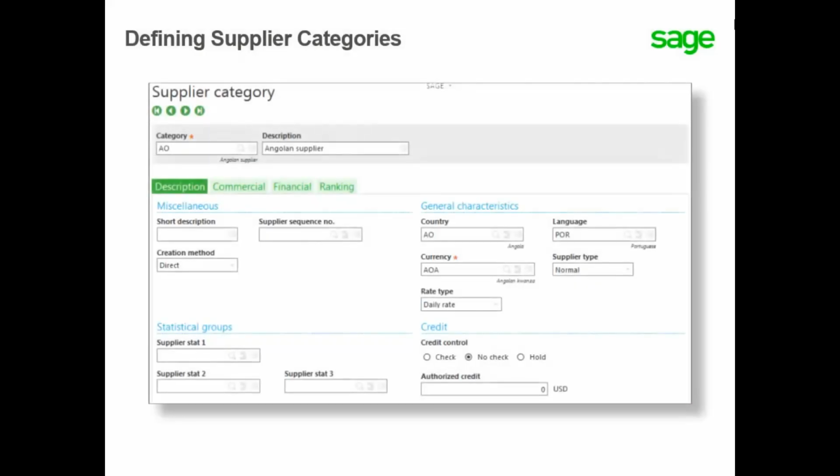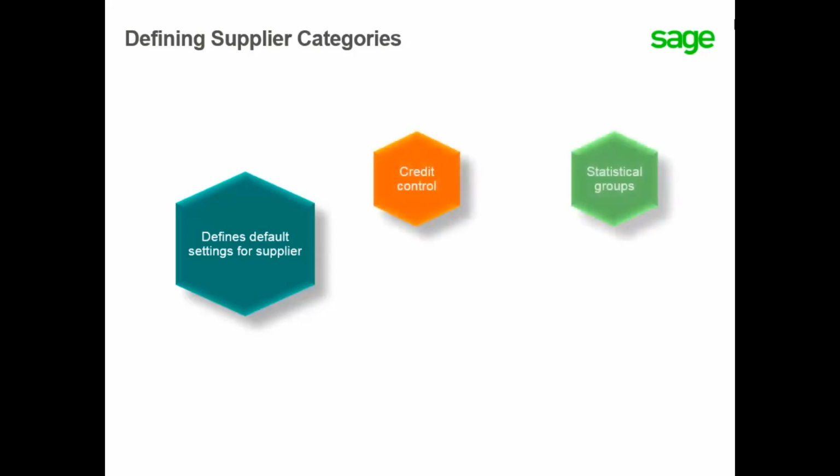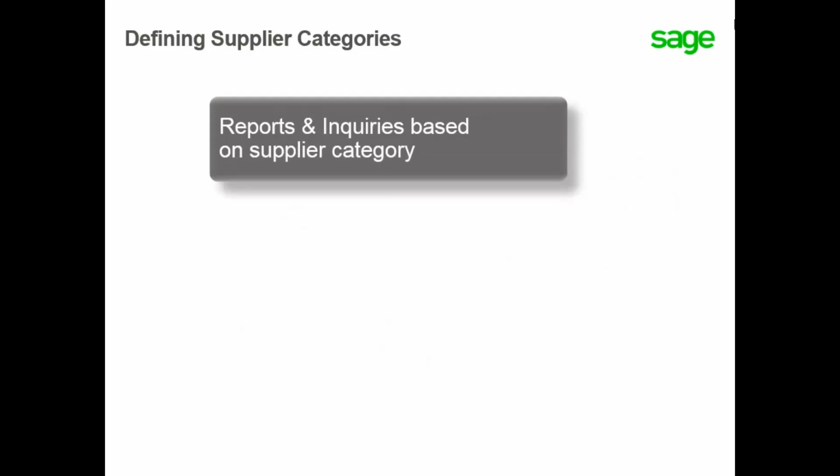In this topic, you will learn how to define supplier categories. Now, the supplier category defines default settings applied to suppliers, saving you data entry time. Some of the defaults that pass through are credit controls, statistical groups, order and delivery restrictions, and financial details. A few other benefits include using the supplier category to group and generate reports and view inquiries for multiple suppliers.